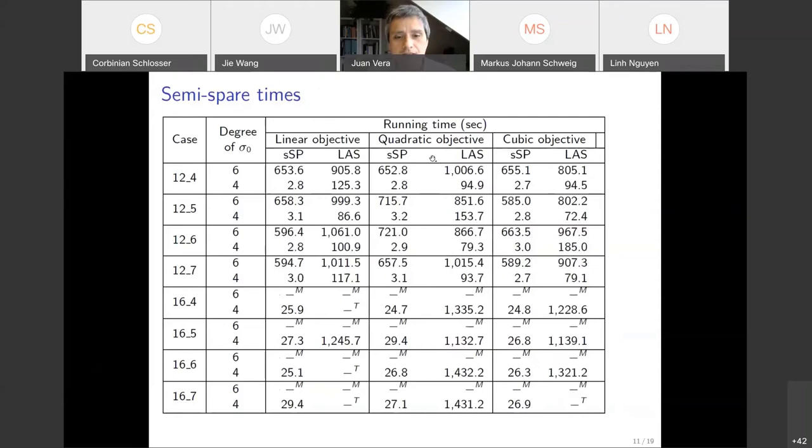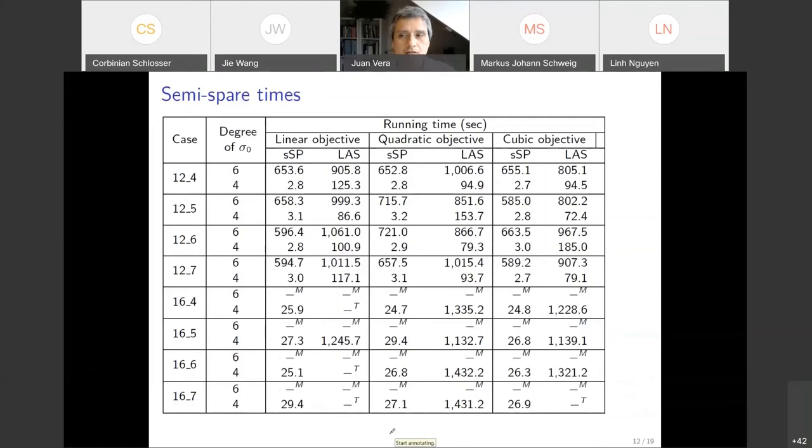So the point is, when you do something sparse, it's because you want to work with smaller objects, yeah? So the semi-sparse certificate scales much better. You can see in all these instances, like the big ones with 16 variables, you run out of time in many cases, or even out of memory. But for the semi-sparse, you are still able to run in less than a minute. So it scales much better, and it's because we are using a sparse representation.